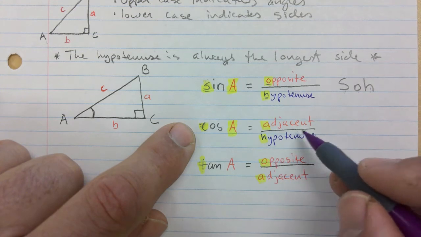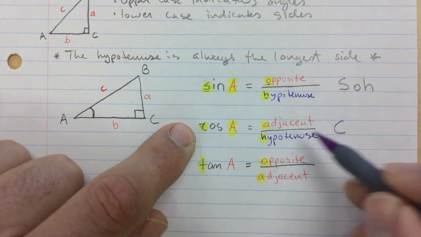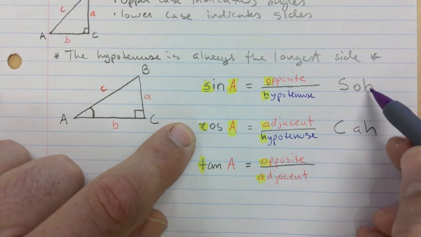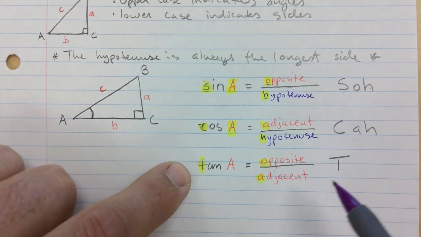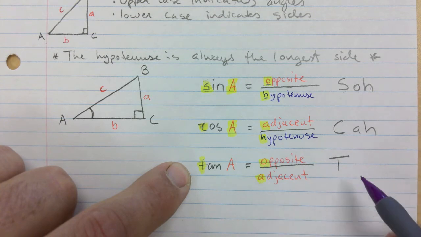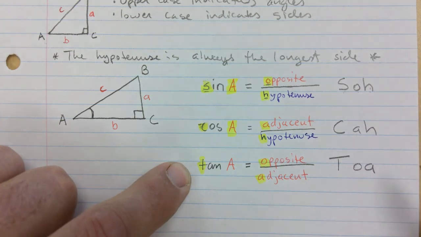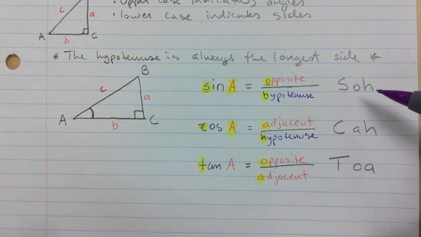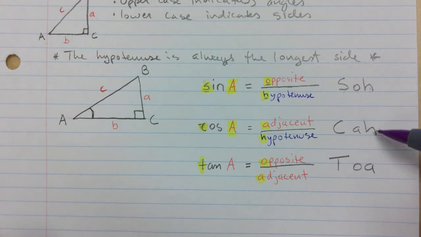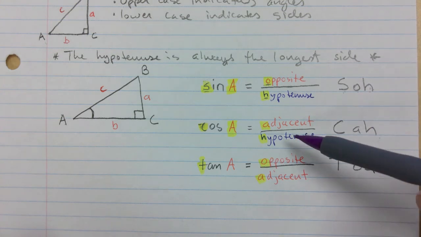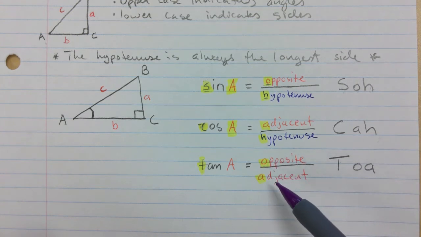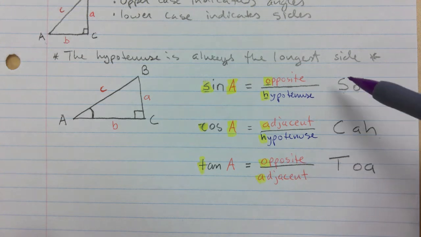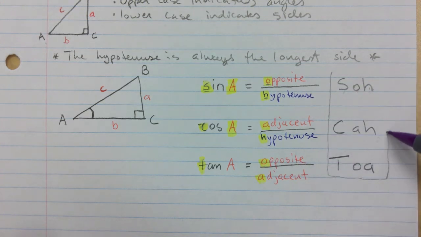For cosine, you need adjacent over hypotenuse. So, CAH. And for tangent, to remember, tangent is opposite over adjacent. Notice a couple of things. Sine and cosine both take the hypotenuse in the denominator, right? Tangent is the only one that would relate opposite and adjacent, right? So this is the acronym I want you to remember, SOHCAHTOA.